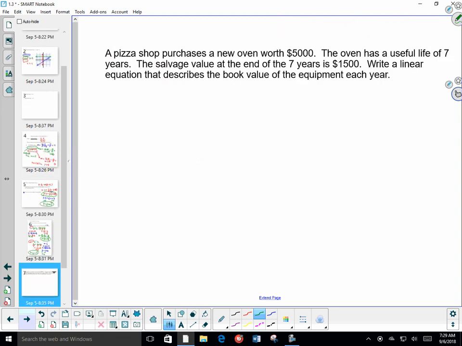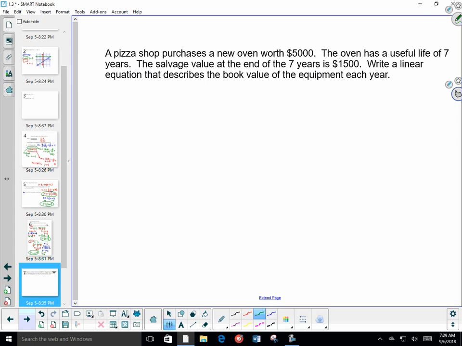And let's take a look at this example. A pizza shop purchases a new oven that's worth $5,000. The oven has a useful life of 7 years. The salvage value at the end of 7 years is $1,500. Write a linear equation that describes the book value of the equipment each year.